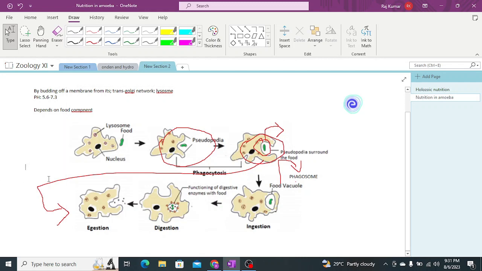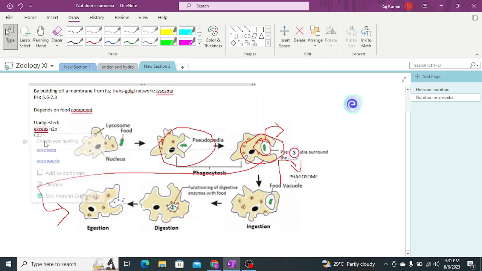After assimilation, we finally have egestion. In egestion, we have unwanted, undigested particles. What would those be? Excessive H2O, carbon dioxide, and ammonia. Afterwards, all of these three compounds will exit the cell through exocytosis.